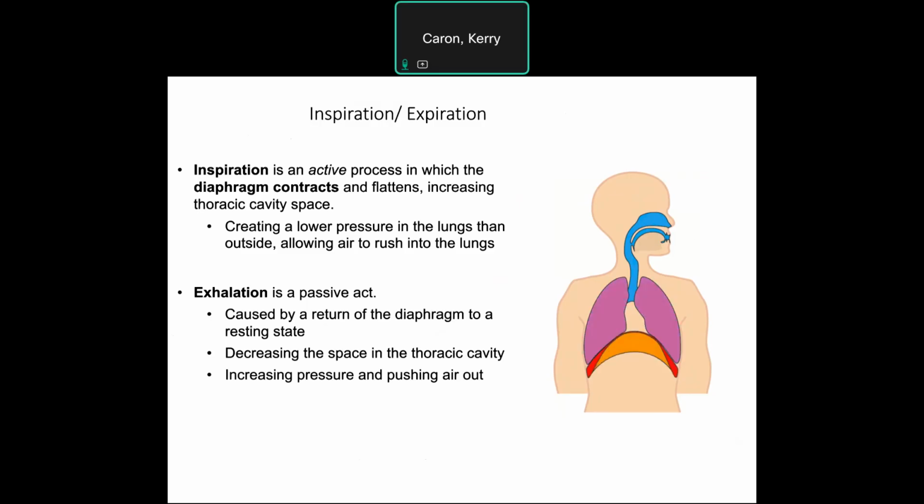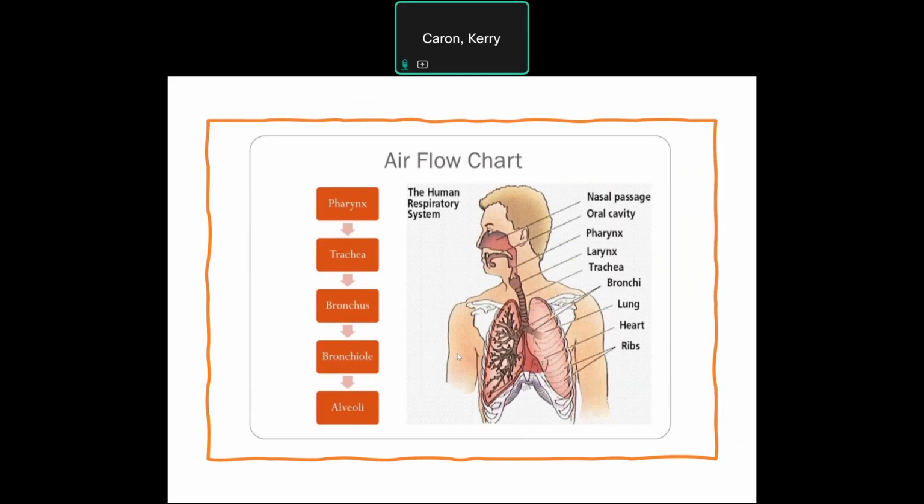It recoils back up to that curved dome, and it decreases the space and kind of squeezes and pushes the air up and out. Increased pressure. Okay. So this is the order of airflow through the lungs. You have the pharynx, the throat, then the trachea, the bronchus, the bronchiole, to the alveoli.